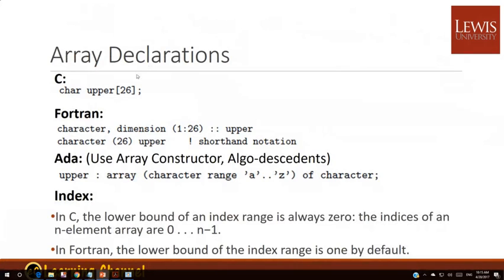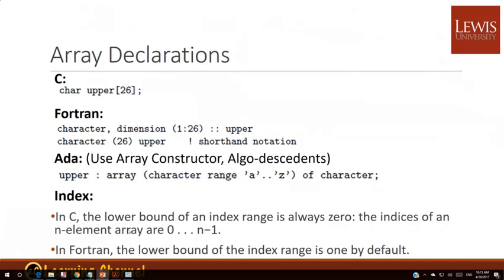Array declaration. In the C language, you have the type name for the element, and then the array name, upper, and 26 for the number of elements in the array. In Fortran, we have character, and in dimension you put the index range from 1 to 26, and then upper as the array name. Fortran also has a shorthand notation for this. In Ada, you put array and the range over here.